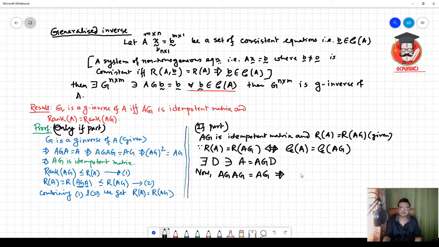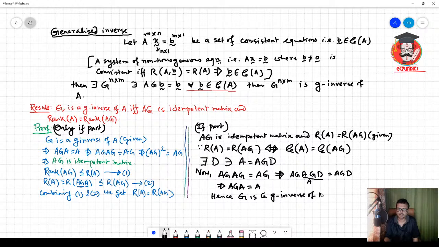This implies, if you post multiply by T on both sides, you get this. Then AGT means A, and again AGT equals A. Hence, using the previous result, we say that G is a g-inverse of A. The previous result says that G is a g-inverse of A if and only if AGA equals A, hence G is a g-inverse of A.